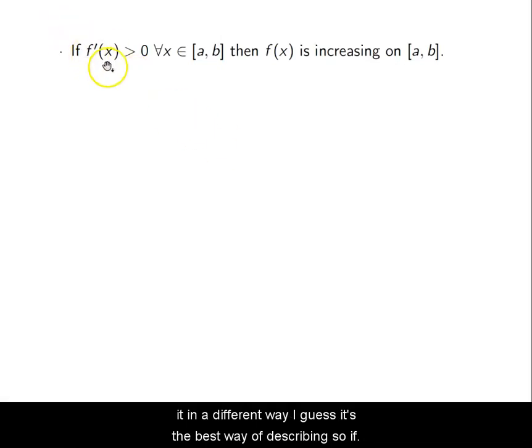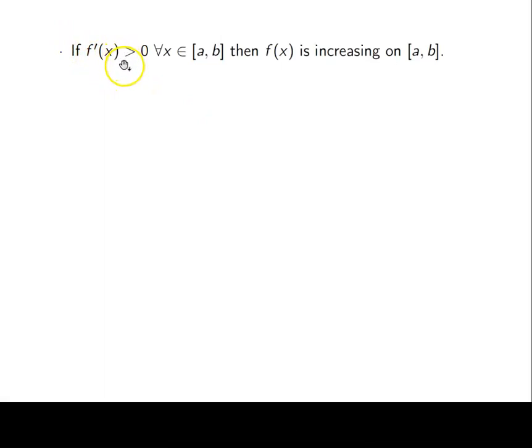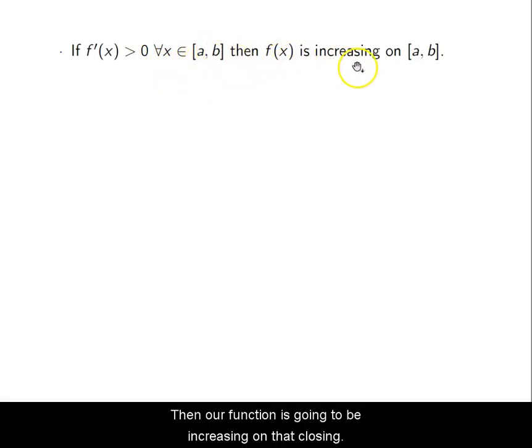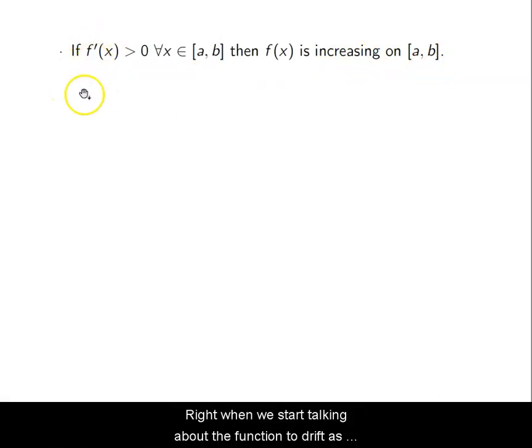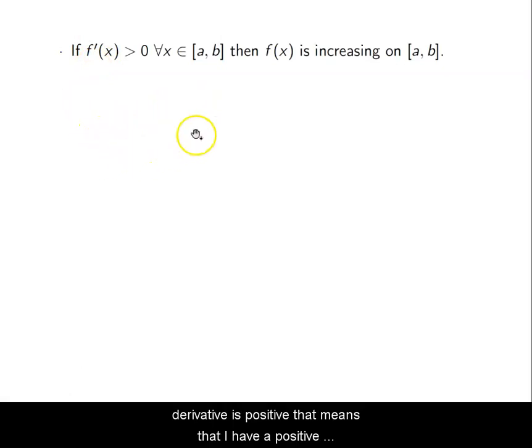So if our derivative function is positive for every value inside of a closed interval, then our function is going to be increasing on that closed interval. So we've seen this before, right? When we started talking about the derivative as a function, we said whenever the derivative is positive, that means that I have a positive rate of change, right? The tangent line has a positive slope. That means that my function is increasing. So that's just us now mathematically and rigorously stating that fact, okay?